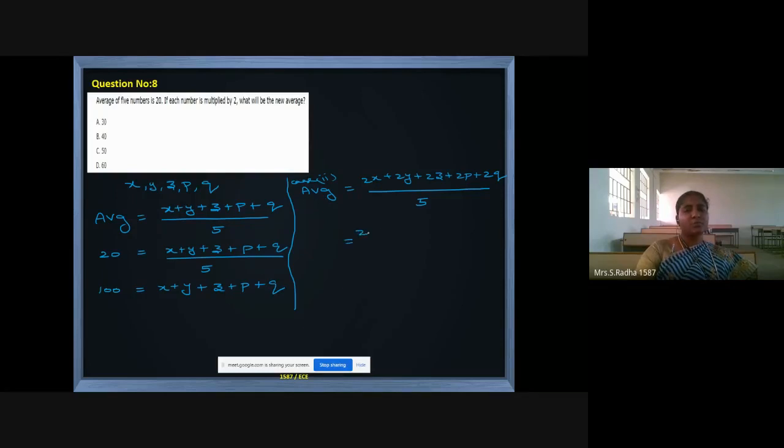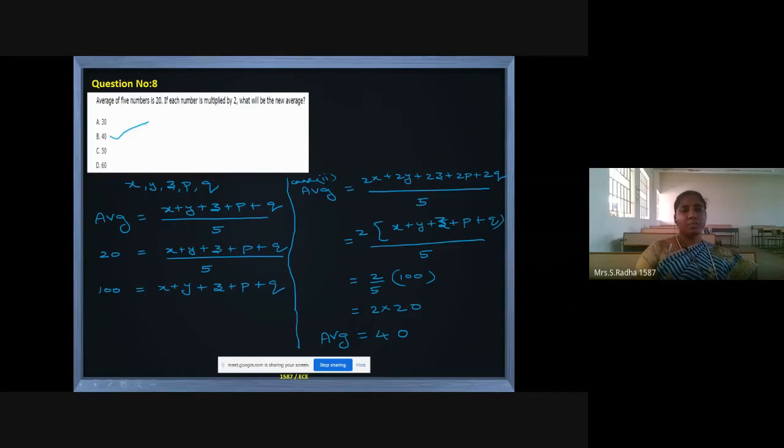I will take 2 common. Then we will have x plus y plus z plus p plus q divided by 5. Already in the previous line, we have the sum of these numbers is 100. If you cancel with 5, that becomes 20. 20 into 2 is 40. So this is the new average when each number is multiplied with 2.